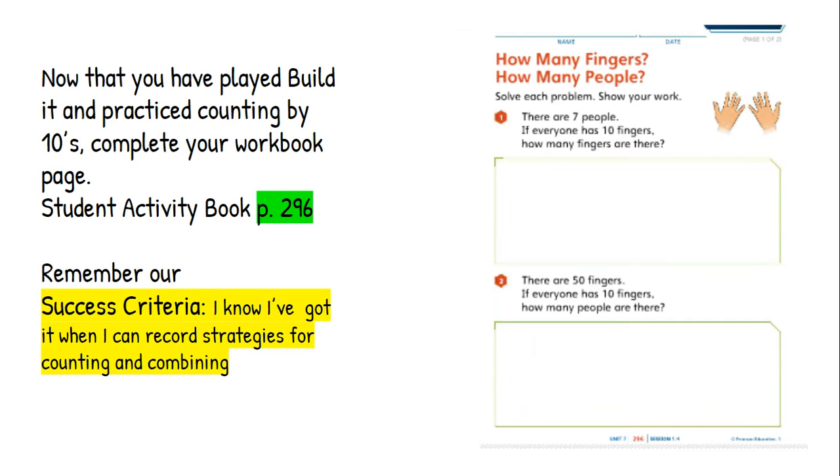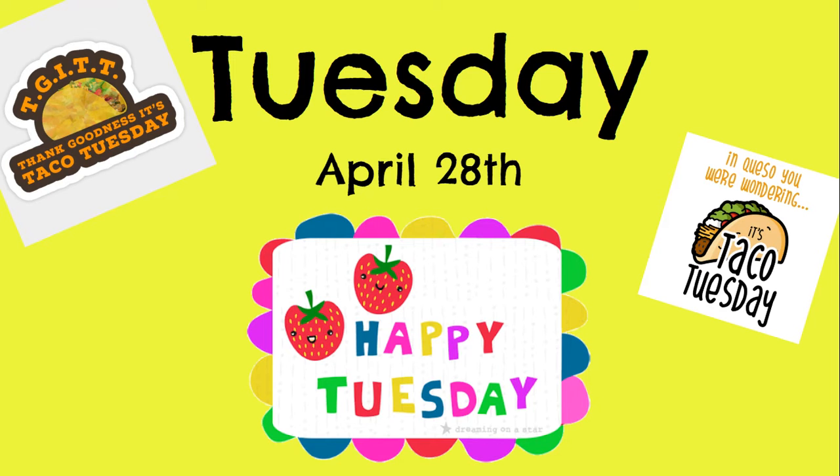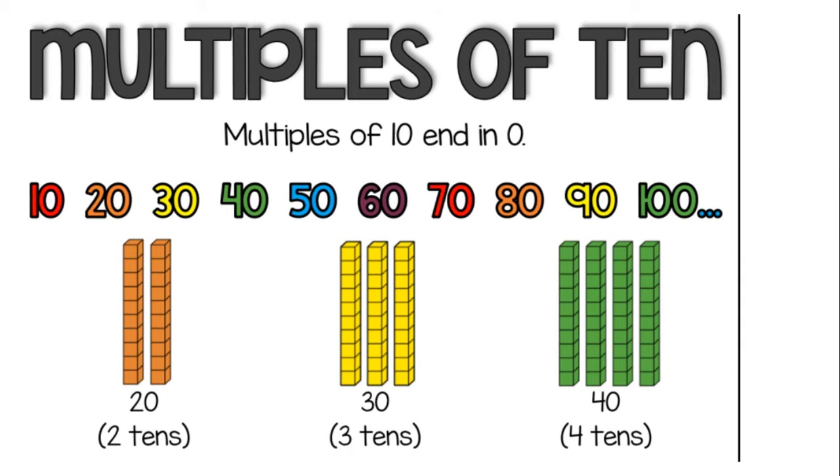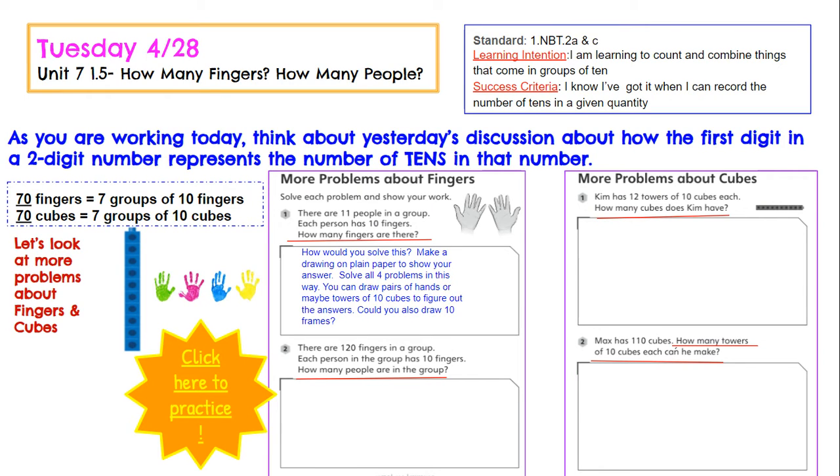Now let's go to Tuesday so that we can start with our learning targets and success criteria. Our learning target is I am learning to count and combine things that come in groups of 10. Our success criteria helps us know when we can check off that learning target. Your success criteria for today is I know I've got it when I can record the number of tens in a given quantity. As you are working through the things we do today, think about yesterday's discussion about how the first digit in a two-digit number represents the number of tens.